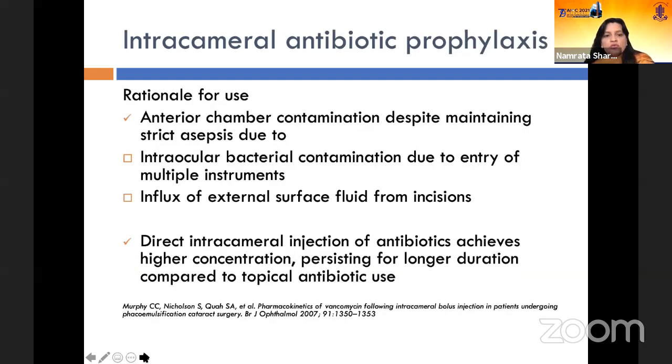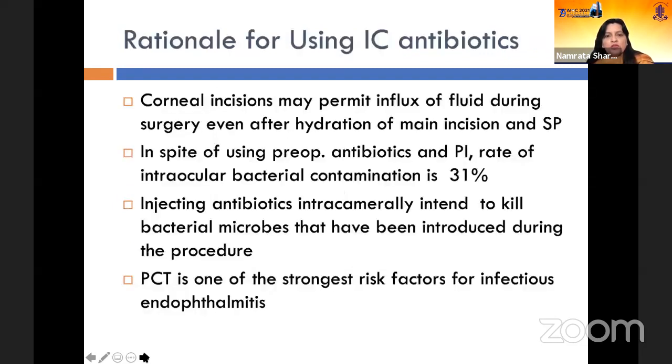Now, the rationale for use is that the AC contamination will be less and intraocular bacterial contamination would be much less. And direct intracameral injection of the antibiotic achieves a high concentration persisting for a longer duration compared to topical use.